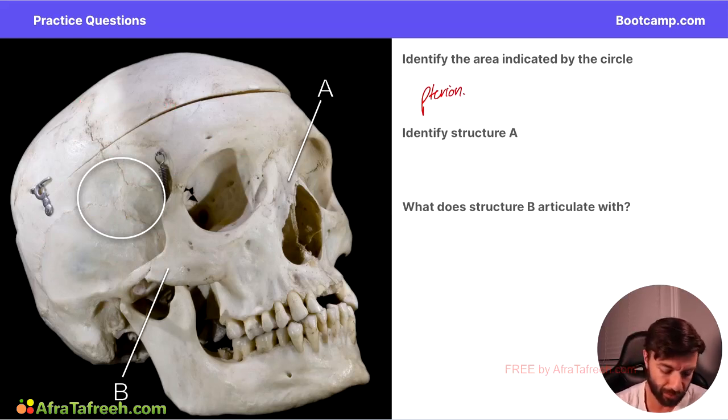Question 2, identify structure A. Well, this right here is going to be the nose. And if you remember what 2 bones make up the bridge of the nose, these are pretty easy. These are going to be those nasal bones.